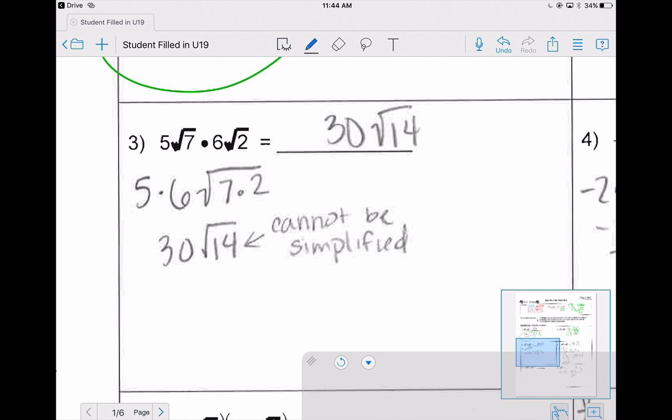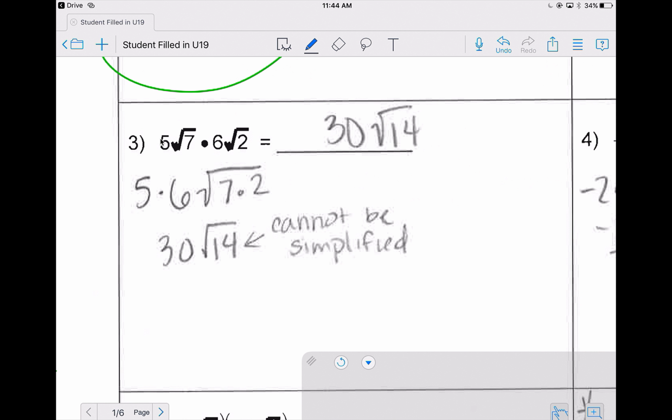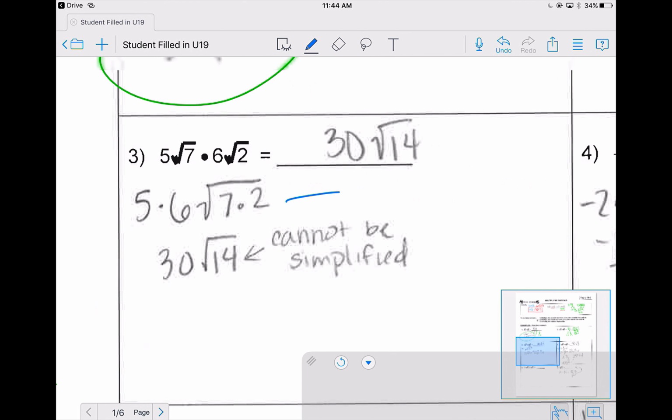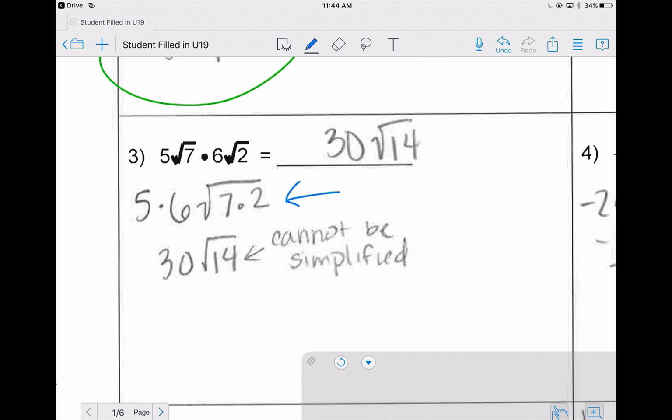Okay, so problem 3 has been done for us. As our step said, outside with outside. So 5 times 6 is rewritten, both of them on the outside. 7 times 2, both of them on the inside. So this step is a simple rewriting that can help you see very easily what needs to happen. So 5 and 6 are both outside, 7 and 2 are both inside.